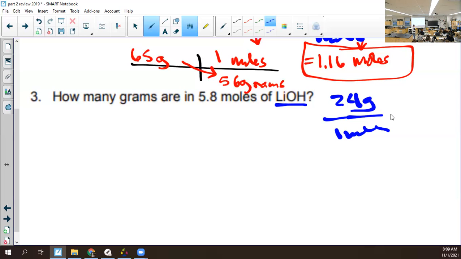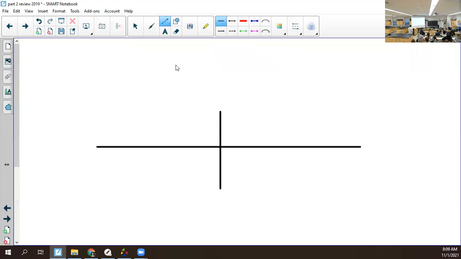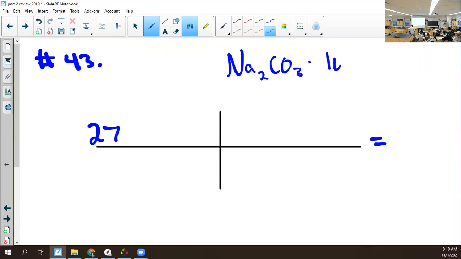So let's look at 43. Number 43 in your homework is kind of weird, and I don't have it cut and pasted. 43 says, if you are given 27 grams of everything, how many moles are there? Now, 43 is ugly. It says Na2CO3 and then a dot and 10H2O. I should just delete this because it's a pain in the butt.